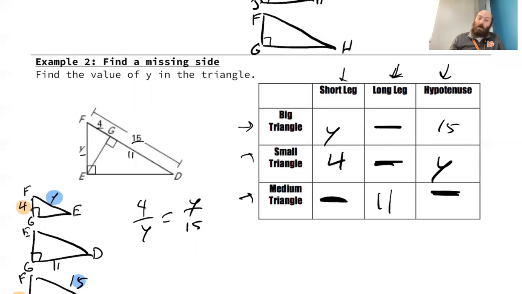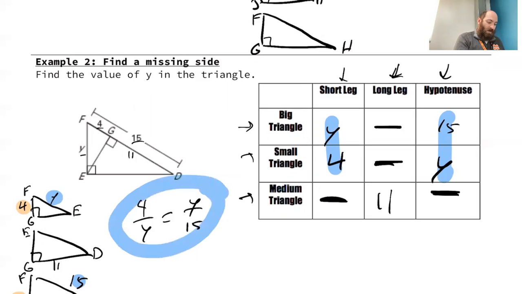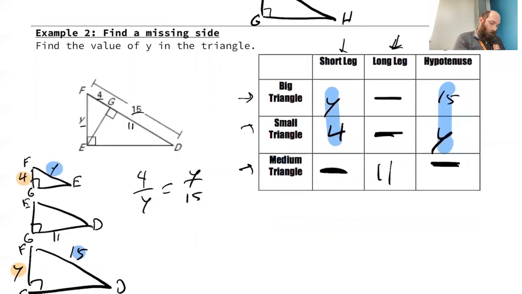So from there, you can see those are in corresponding positions like that. I've got short leg of both the big triangle and the small triangle, hypotenuse of the big triangle and small triangle. If I look over here, it's the same kind of setup. Okay, so if I do that, I've got y over 4 equals 15 over y.